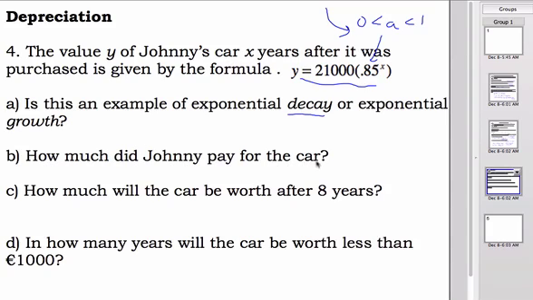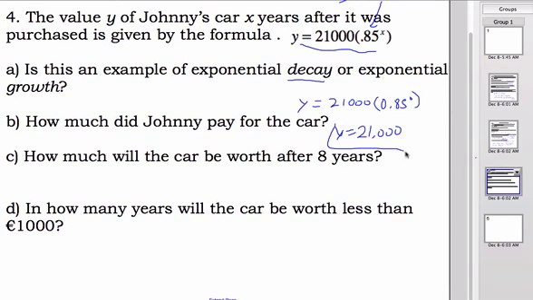How much did Johnny pay for the car? Well, you can get the initial amount by putting in x as 0. Right, so anything to the power of 0 is 1, so the initial amount is $21,000, I guess. It doesn't say in the question. Alright, so that's the initial amount.